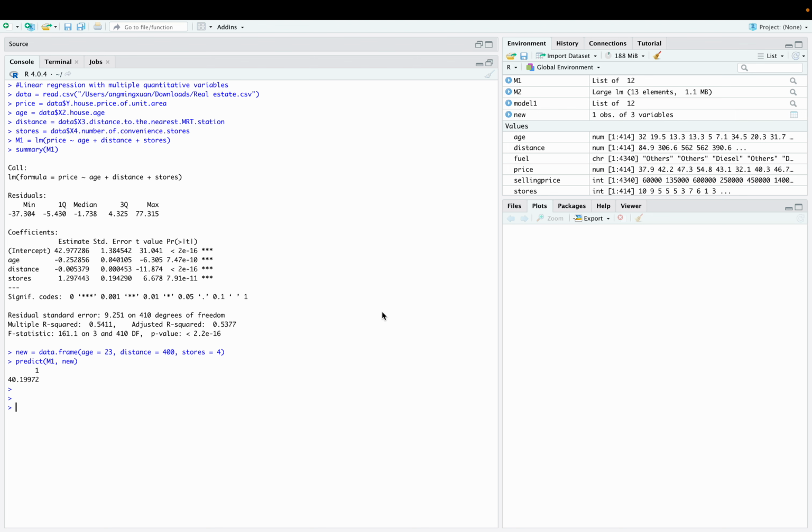Hi! In today's video, we shall go through how to use R for a multiple linear regression model with only quantitative variables. Simply put, linear regression is used to create a best estimated linear relationship between a quantitative variable against either another quantitative or categorical dataset.